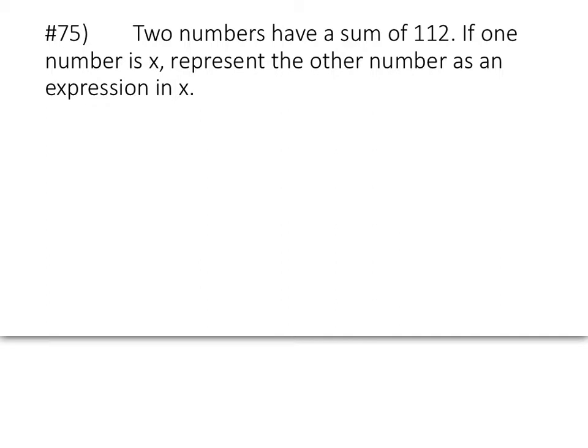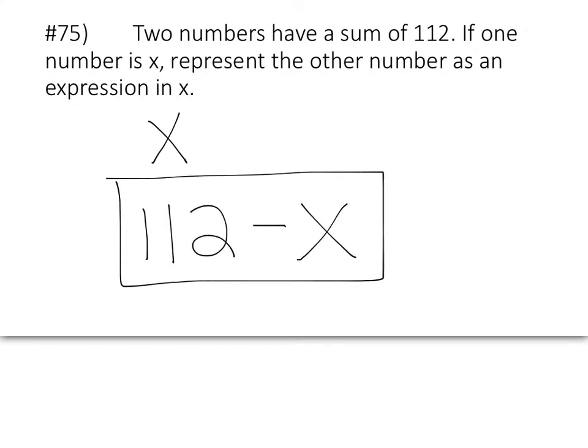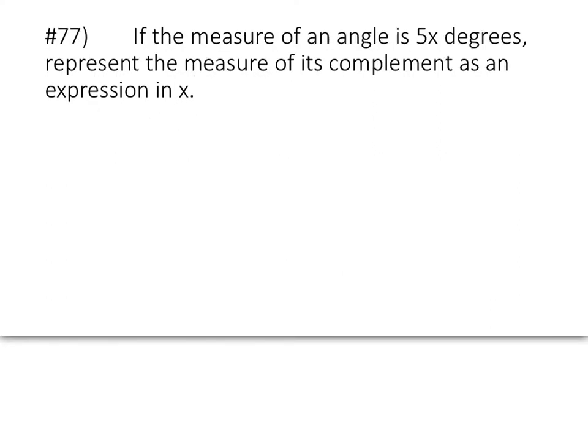So the answer, we want one of the numbers to be x, and we want the other one written as an expression in x. So the other one is going to be 112 minus x. Because remember, you want the rest of it. The rest of it is 112. Alright, 77 says, if the measure of an angle is 5x degrees, represent the measure of its complement as an expression in x.